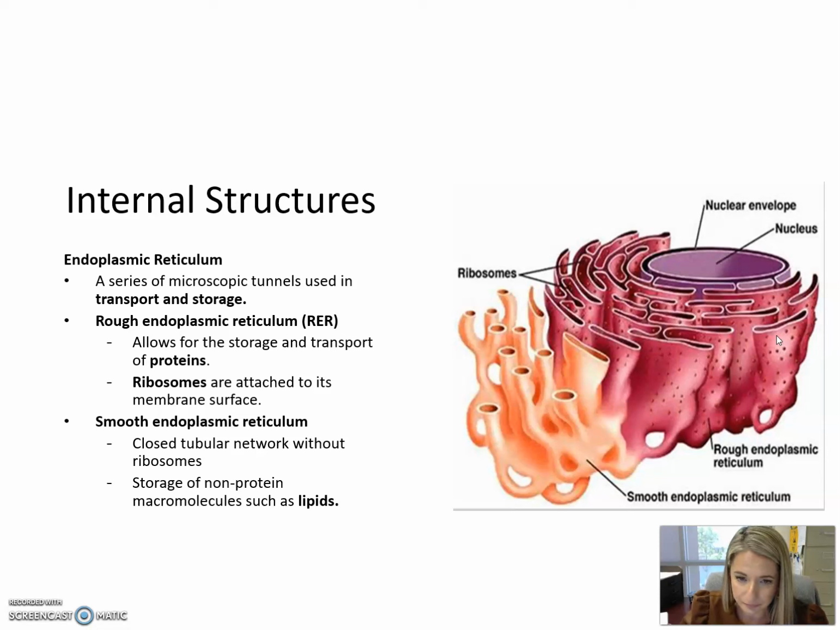to another location. The smooth endoplasmic reticulum down here is not studded with ribosomes. It has a smooth texture. It is associated with transport and storage of non-protein molecules since it lacks ribosomes. So it's typically involved with the storage and transport of things such as lipids, or non-protein molecules, of which lipids are one. Collectively, the endoplasmic reticulum is associated with storage and transport. The rough ER is involved in the storage and transport of proteins, whereas the smooth ER is involved in the storage and transport of non-protein molecules, primarily lipids.